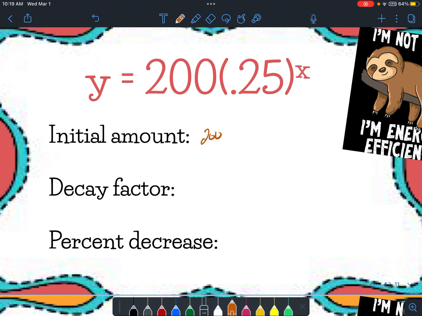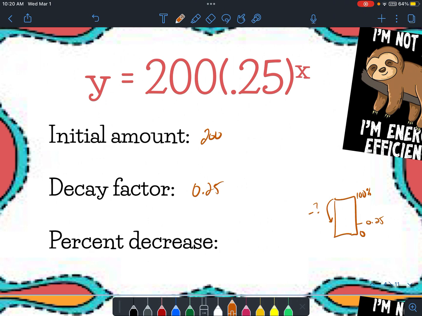But this first one is 200 for your initial amount. Your decay factor is just 0.25, which is what is in the parentheses. So your percent decrease, now this is where it's kind of interesting, is you get to keep 0.25, so you're keeping that much. So you started out at having 100%, right? It's creating this visual so you can kind of see it. And now you subtracted a certain amount, but we don't know what that is yet. So much that when we converted it to a decimal, it was 0.25, right, is what we were left with.